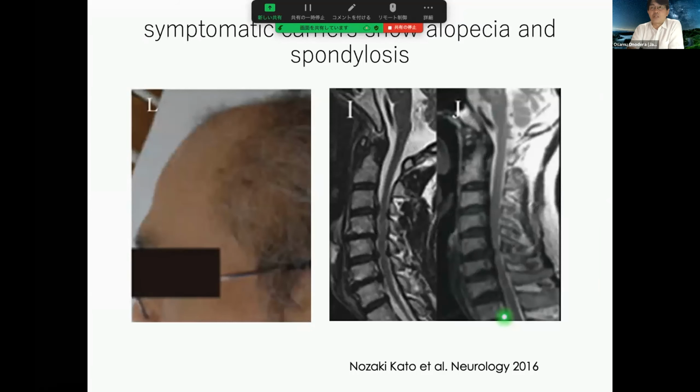Some of the patients also show alopecia and spondylosis, but the frequency of alopecia and spondylosis is very low in the heterozygote.